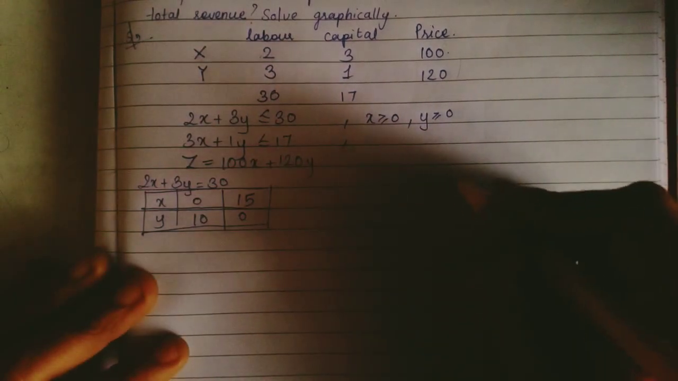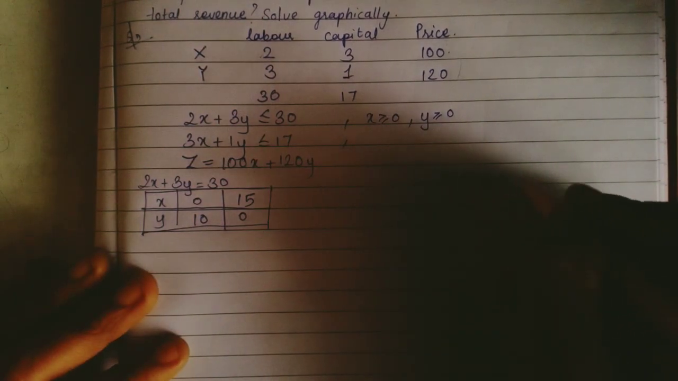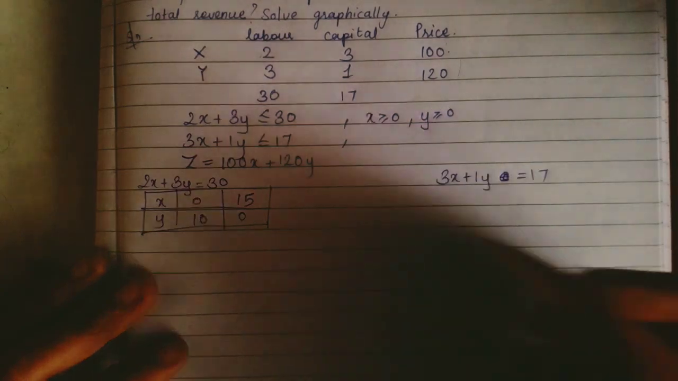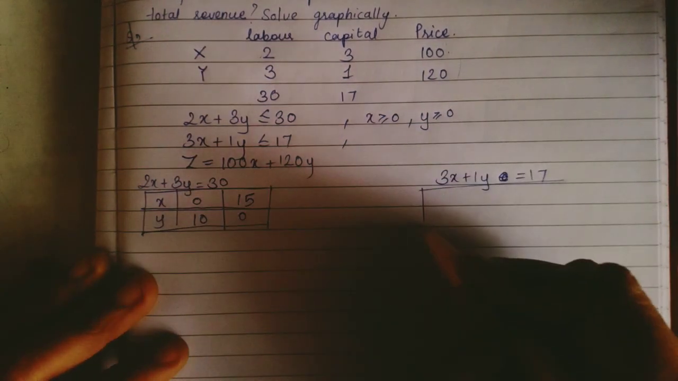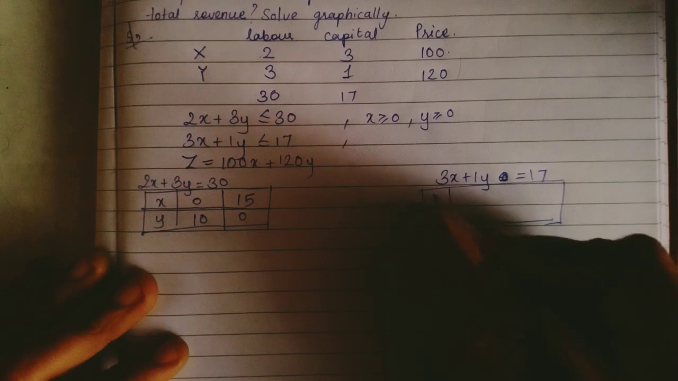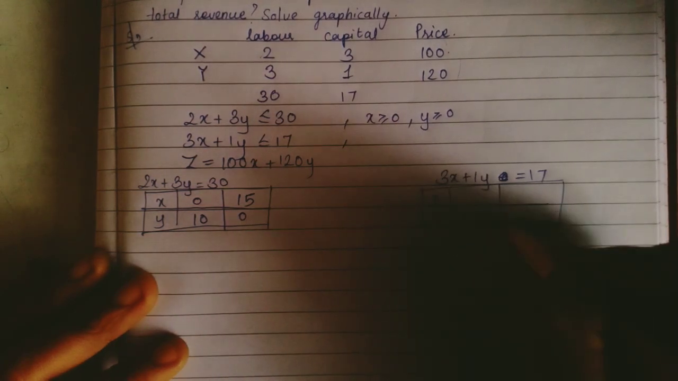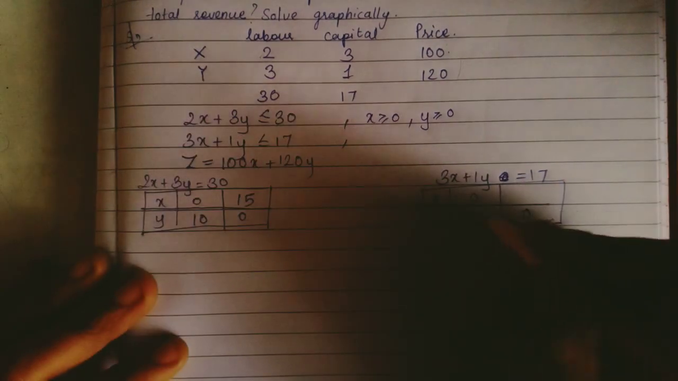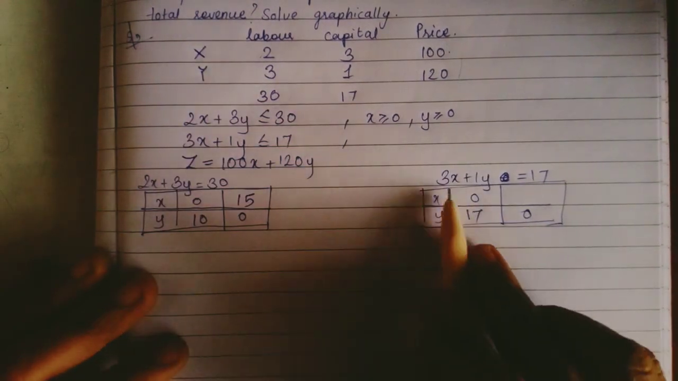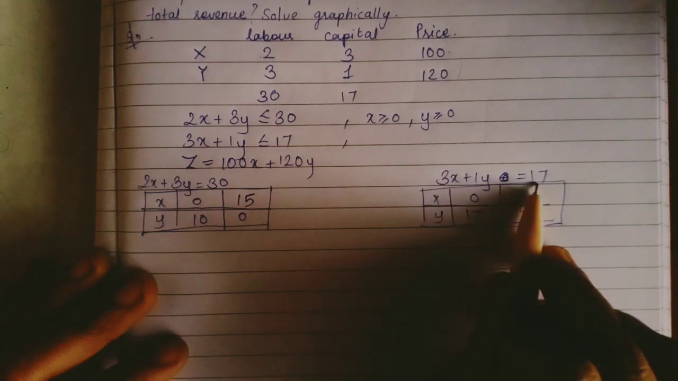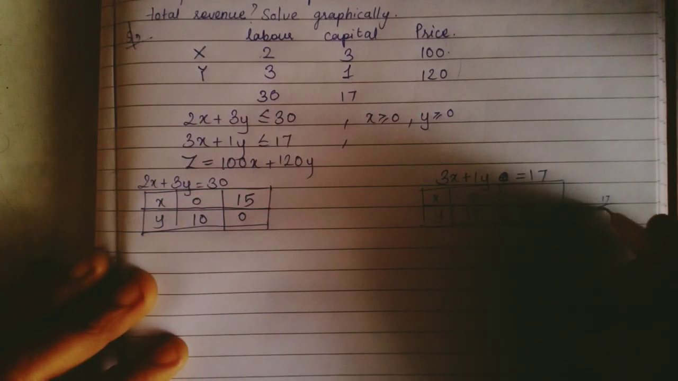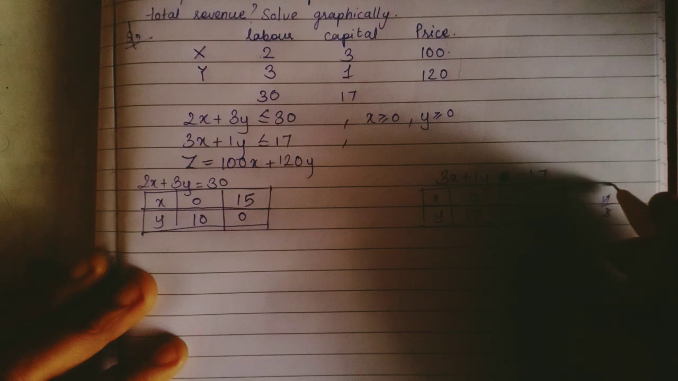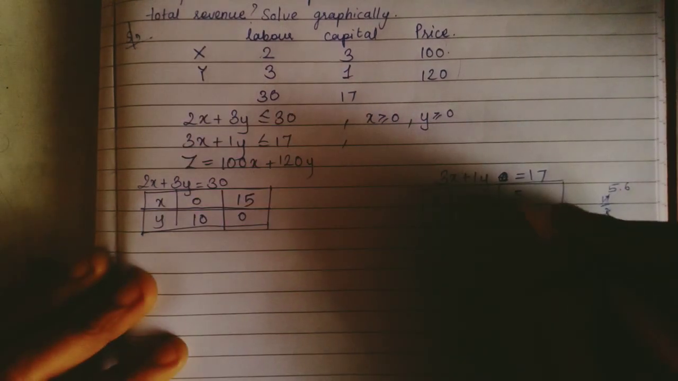Okay, for the second equation, 3x plus y equal to 17, for x and y. For x equal to 0, you will get y equal to 17. For y equal to 0, you will get x equal to 17 upon 3. So you can write it as, 3 5s are 15, 3 6s are 18, so 5.6.